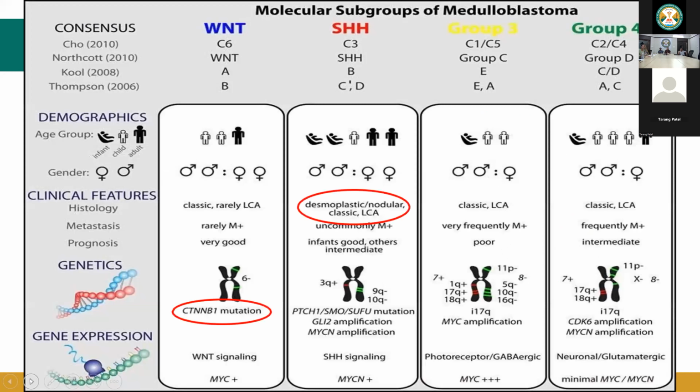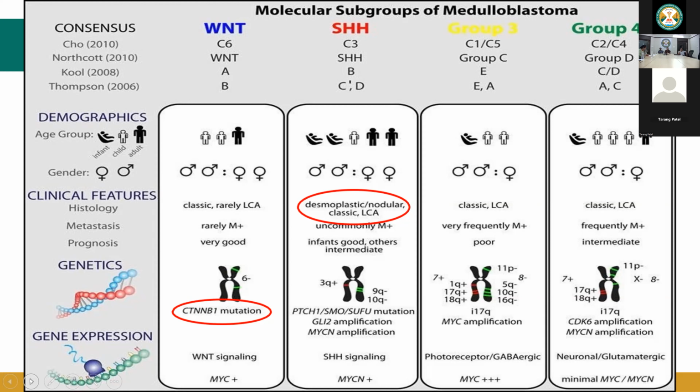Now we go to the genetically defined medulloblastoma groups. The WNT group is usually seen in children and adults. There is no sex predilection. Mostly classic, rarely LCA type, and rarely it will metastasize. Prognosis is very good and MYC positivity is there. CTNNB1 mutation will be present.